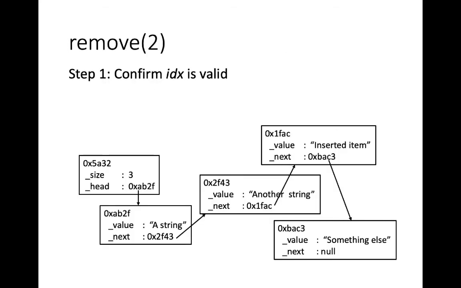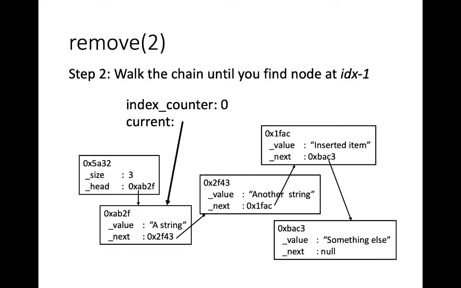So we know how to confirm index is valid. That's fine, right? So now I'm going to work with our updated list where we added something already. And so now let's say we want to remove the thing at 2. We just added something at index 2, so essentially we're trying to remove the thing we just added, right? So we're going to walk the chain until we get to not index, but index -1. So if we're removing index 2, we walk the chain until we find index 1, right? So we start at the head, we walk. We don't have to walk too far. Here we are. We've walked the chain until we're at index -1, right?